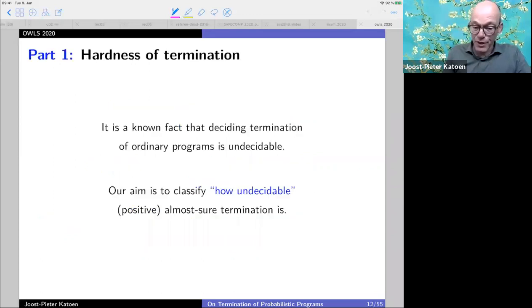Good, we start with hardness. So we start with part 1. And here the question is, how undecidable is it to check notions like almost sure termination, positive almost sure termination? And then we can distinguish between one input and all possible inputs.